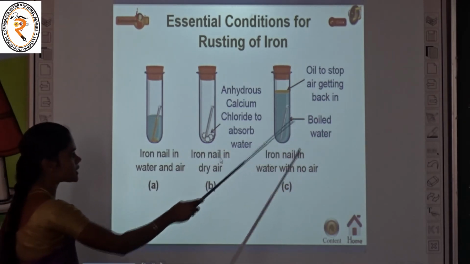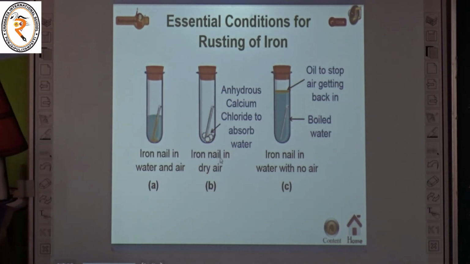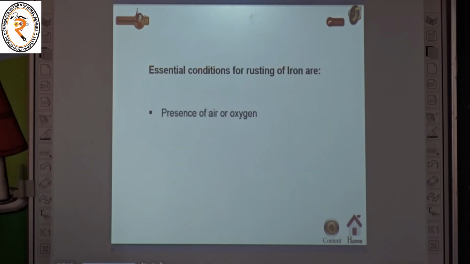And it also consists of boiled water. Okay. Look at the three test tubes. In this, which one is getting rusted? In test tube A, the color of the nail changes. So from this activity, it is clear what the essential conditions for rusting of iron are.